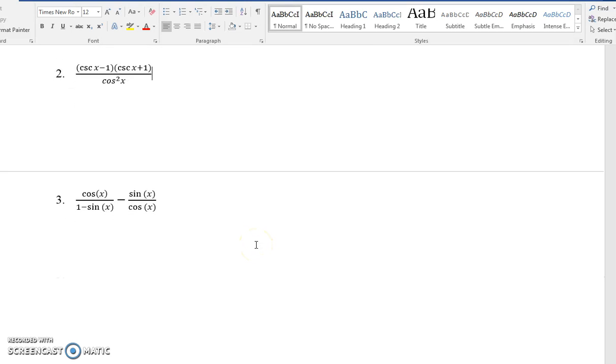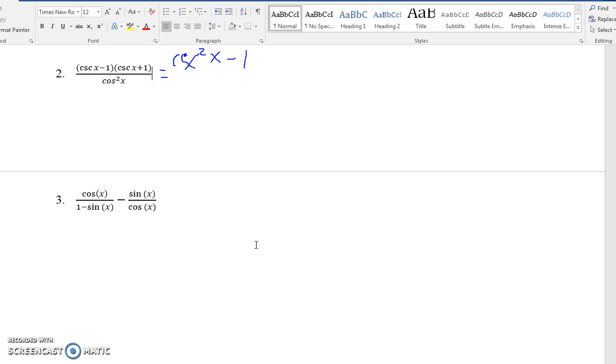Okay, so we look at the top here, and I look at cosecant of x minus 1 times cosecant of x plus 1, and if I were to FOIL this, the first part of FOIL will get me cosecant of x squared. The outside part would be cosecant of x. The inside part would be negative cosecant of x. So I want you to think about that a second. Those two parts added together cancel each other out. And then the last part would be minus 1.